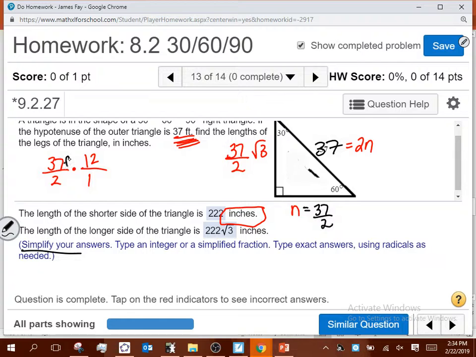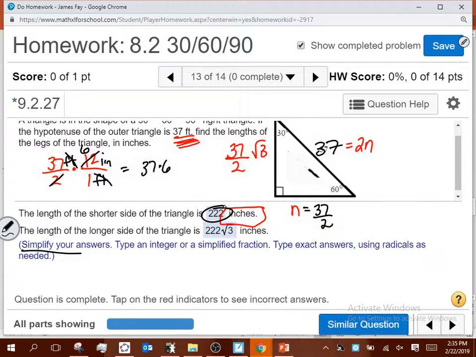The idea is I've got 37 over 2 feet as my beginning unit. I want feet to cancel out and inches to show up. So inches have to be on top, feet have to be on the bottom. What's going to happen with that 12 and that 2? They're going to cancel, gives me 6, don't they? Okay, so then whatever 37 times 6 is, I'm going to say it's 222. So I get 222 inches. And then if that's the length of the inside in inches, isn't the other side 222 radical 3 inches? Okay. That's kind of how you approach that.